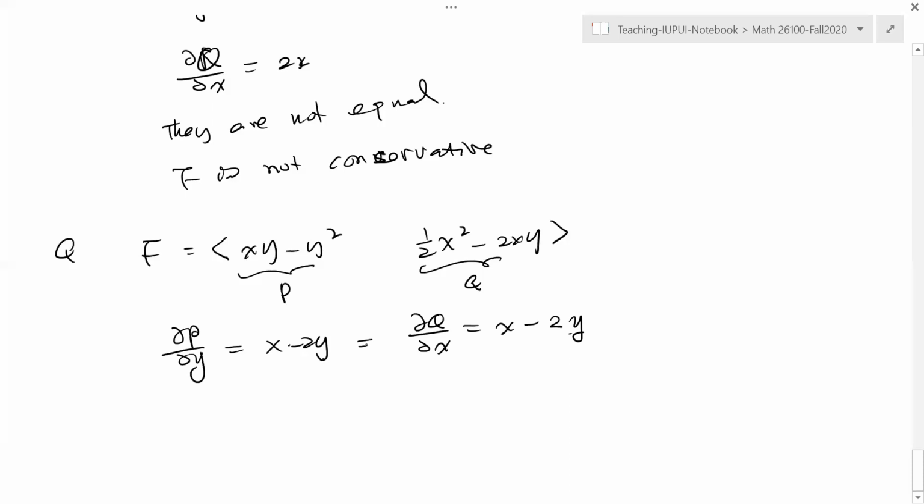So the question is, are we able to find this f? Think about it, can we do that?